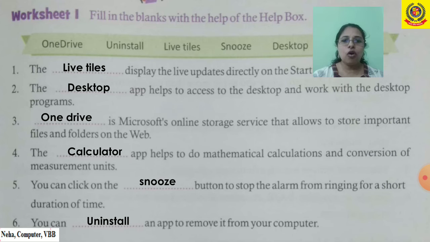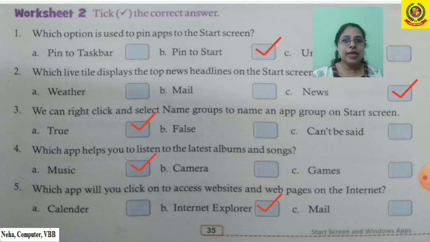Fifth, you can click on the dash button to stop the alarm from ringing for a short duration of time. Snooze button. Last, you can dash an app to remove it from your computer, that is uninstall. Next, we have to tick the correct answer. Which option is used to pin apps to the start screen? What is the option? It is pin to start.